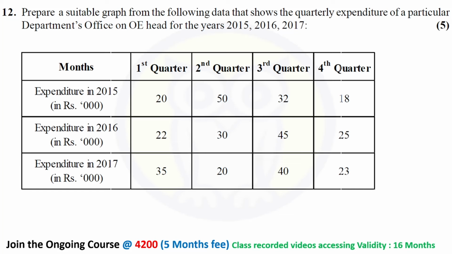Question number 12: prepare a suitable graph from the following data that shows the quarterly expenditure. Quarterly means we divide the year into 4 divisions: January, February, March, April, May, June, July, August, September, October, November and December. The data is of a particular department's office on a head for the year 2015-16-17.